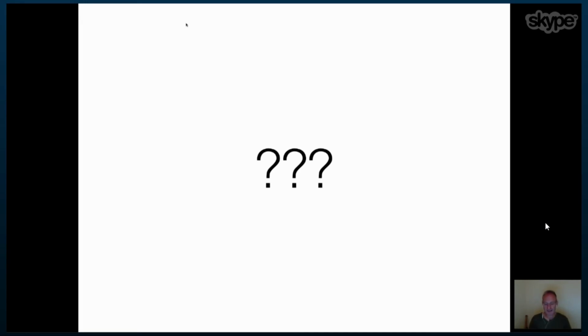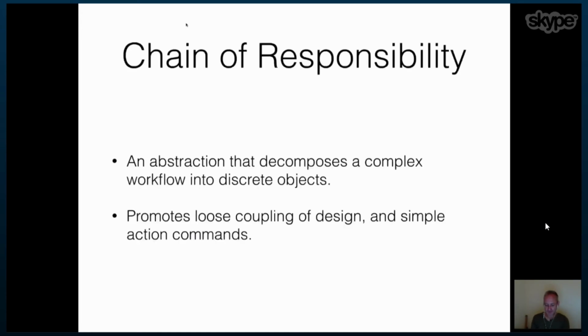So I said before that Catalyst, with its Model-View-Controller, is sort of like a pattern of patterns. One of the other great patterns that are in Catalyst is the chain of responsibility pattern. A chain of responsibility is an abstraction, as I'm writing here. It decomposes a complex workflow into discrete objects, and it's intended to promote loose coupling of design, and it simplifies your action. So let me give you an example of what a very simple chain of responsibility might look like in your Catalyst application.